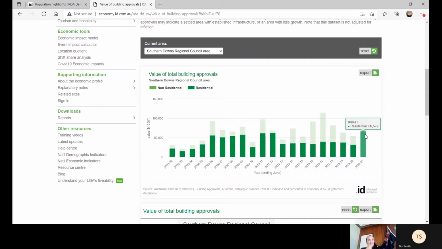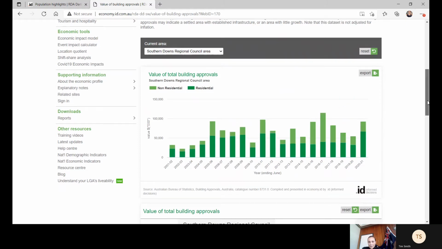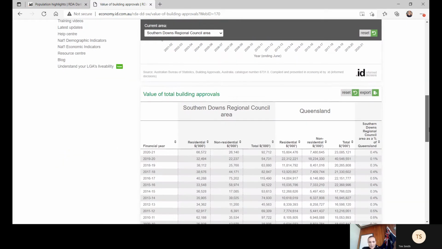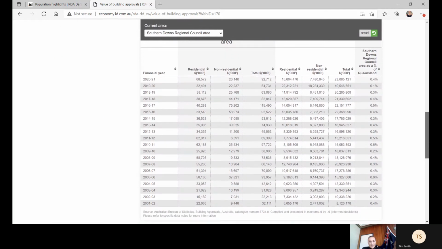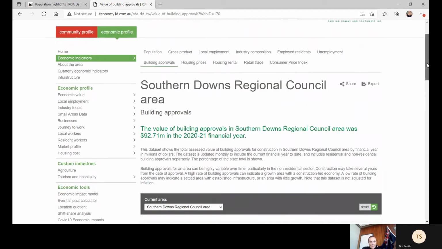And it's one of the reasons why the stimulus package came out by the federal government, simply because construction has a higher stimulus factor. So we can see strong building approvals in 2020, 2021. Which is good. And you can see the values down below as well, which you can use in any of your media releases. So I'm going to come up here now.